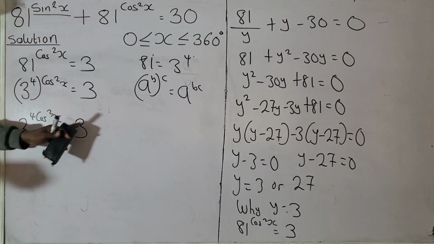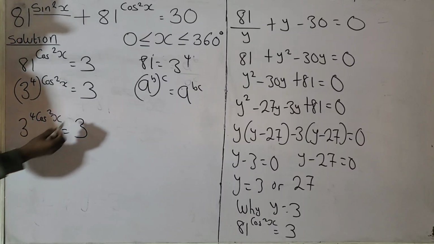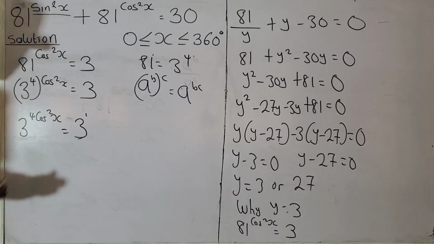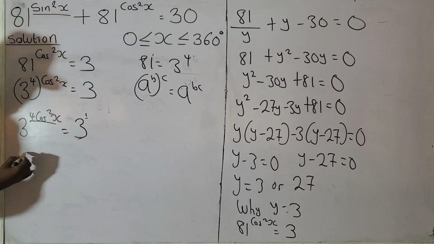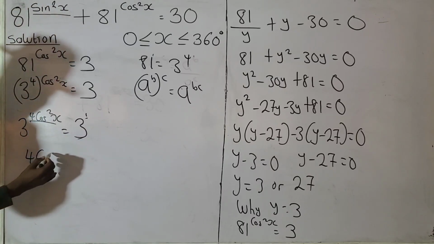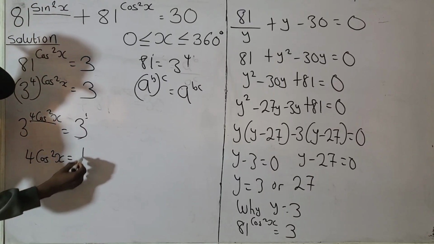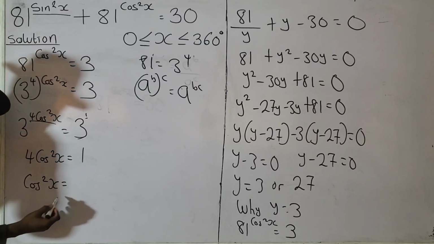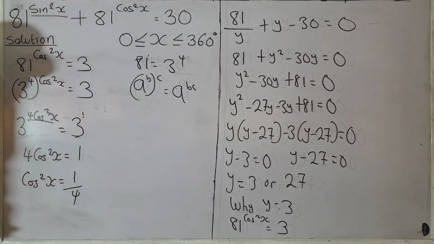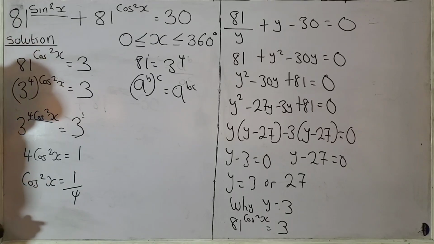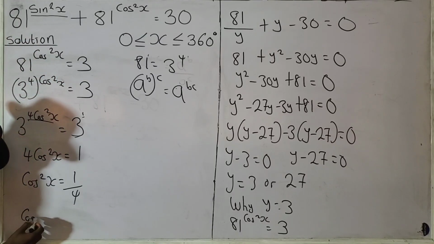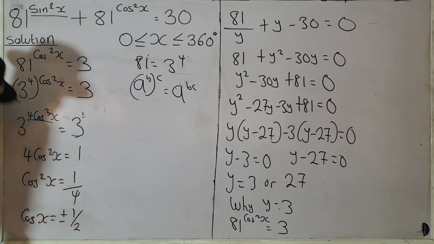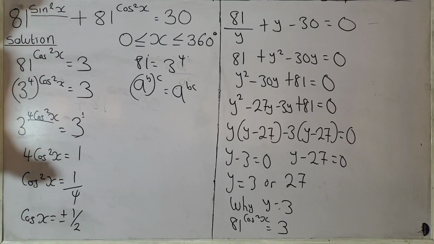Now, what is the exponent of this 3? 1, right? So we can see that the bases are equal, so we can set the powers equal. So I'm going to have 4cos²x equals 1, right? So cos²x equals 1 over 4. Okay, take the square root of both sides. You're going to have cos x equals plus or minus 1 over 2. Now, our goal is to find the value of x.